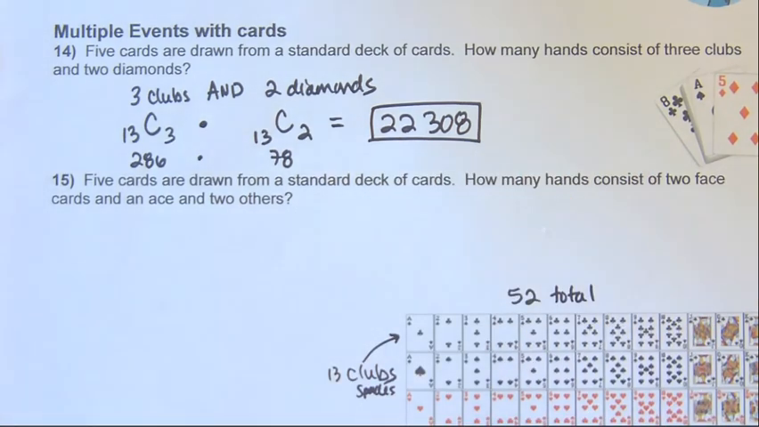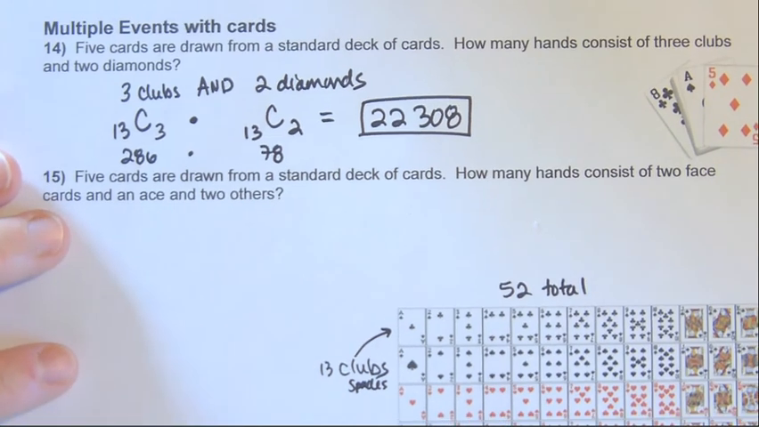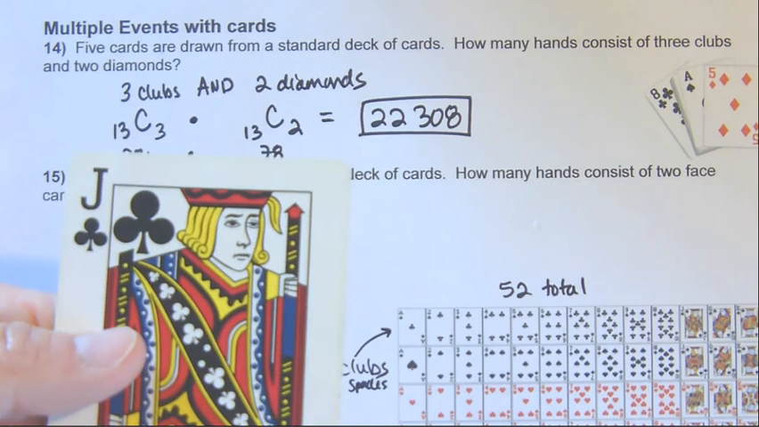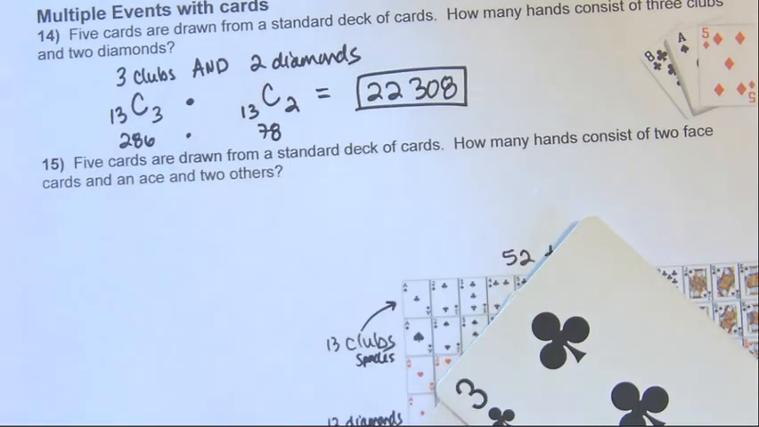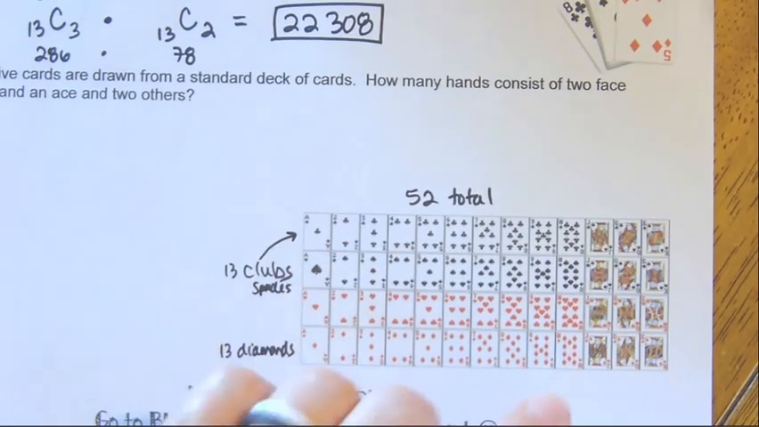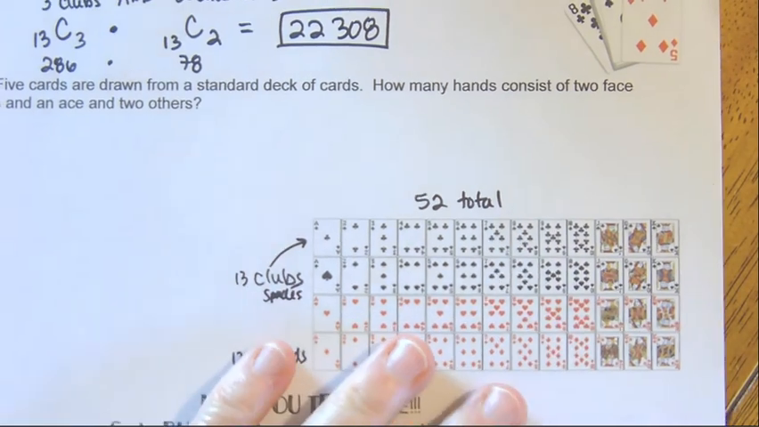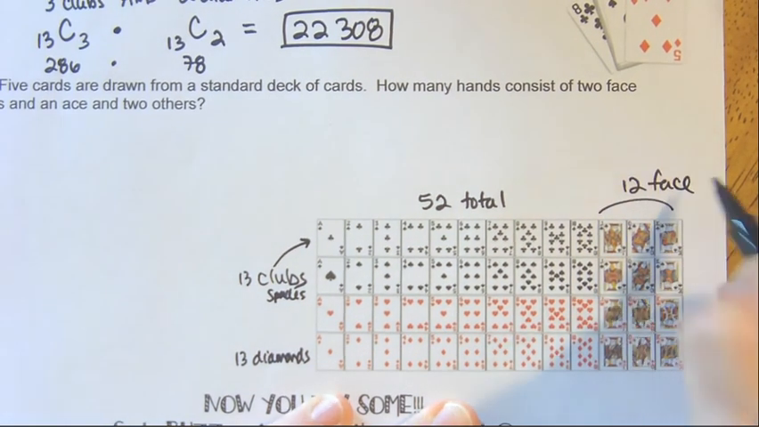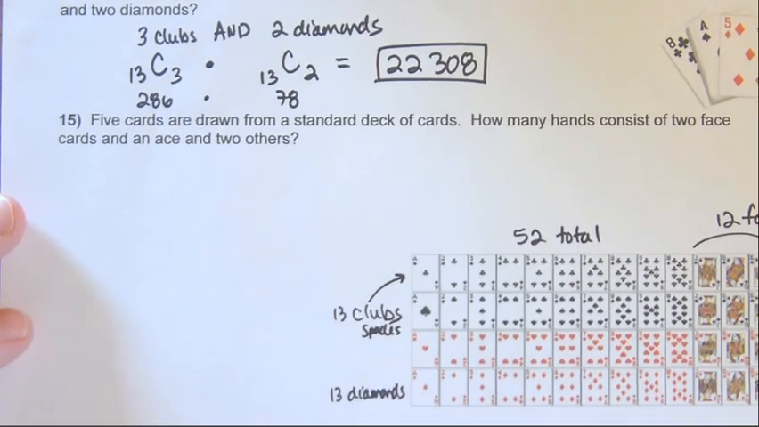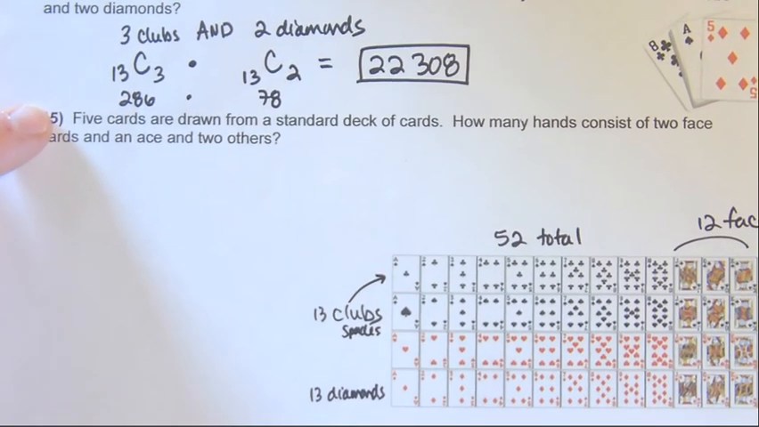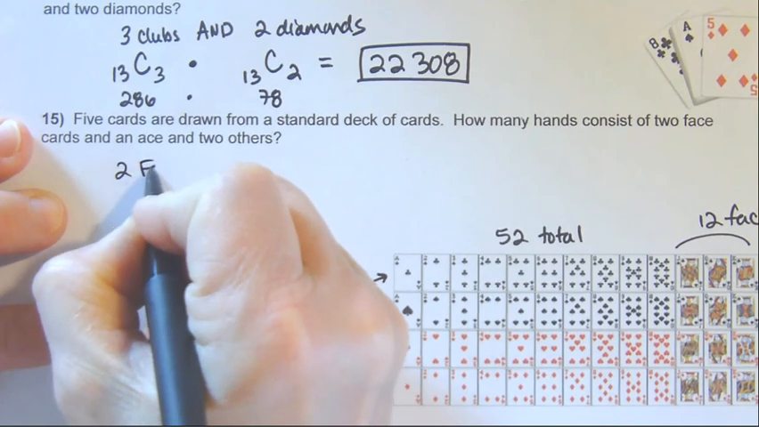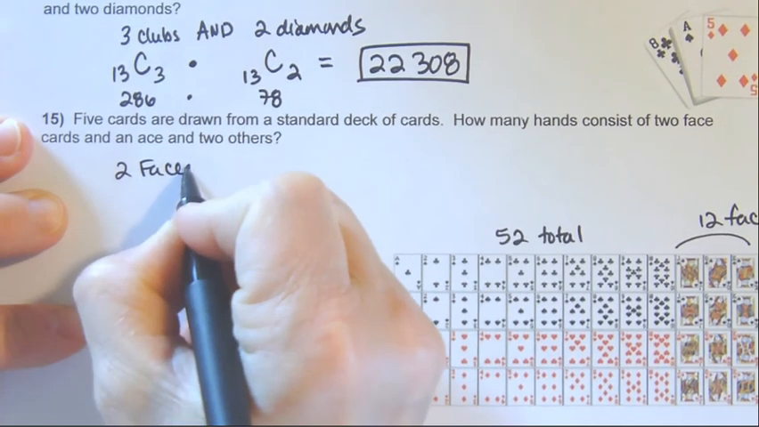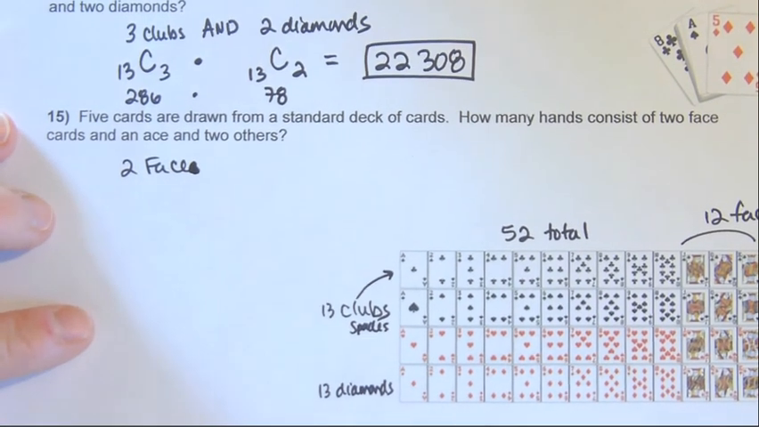All right, let's try one more. 5 cards are drawn from a standard deck of cards. How many hands consist of 2 face cards? Now remember, the face ones look like this. They have the faces on them. Or, look at this picture. It's real small, but there's 12 face cards. So, 12 face cards. So I want to get, how many did I say? 2 face cards. So I want 2 faces. I don't know what that is right there. Sorry.